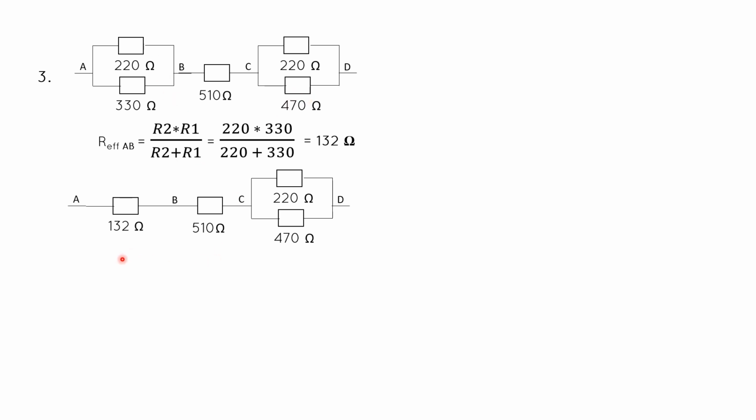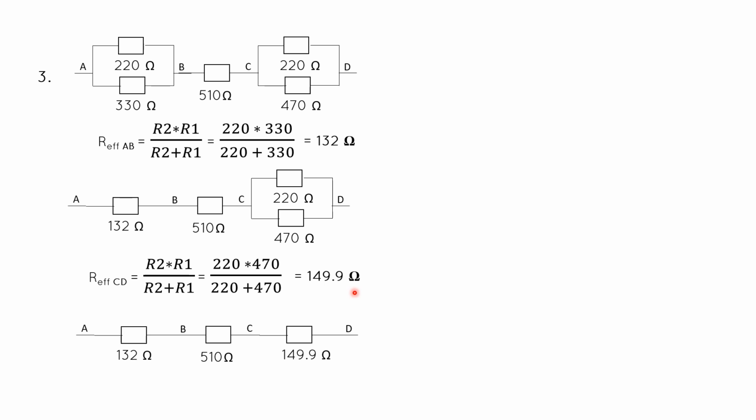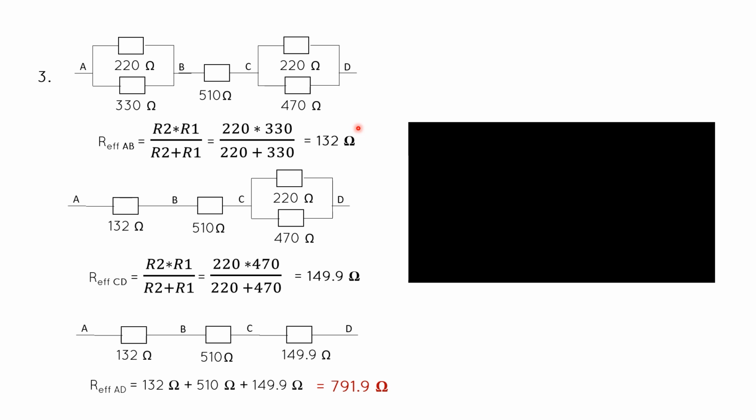Okay. So we have 132 here as effective resistance for AB. So we look for that of CD. So we have 220 ohms times 470 ohms divided by 220 plus 470 ohms, and that gives us 149.9 ohms. So to get the effective resistance across AD, we simply sum up these resistances to get our answer. 132 plus 510 plus 149.9 ohms would give us 791.9 ohms. So let's try to combine these resistors together to see if we can get this answer.